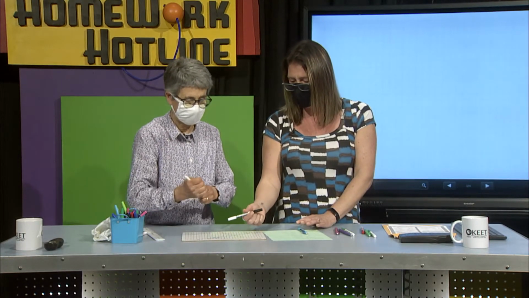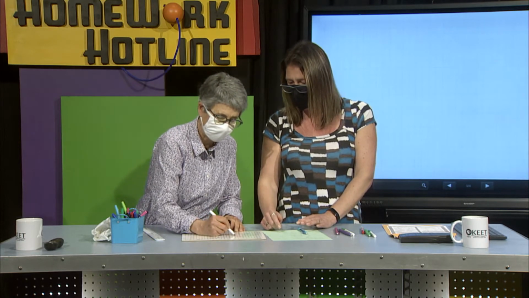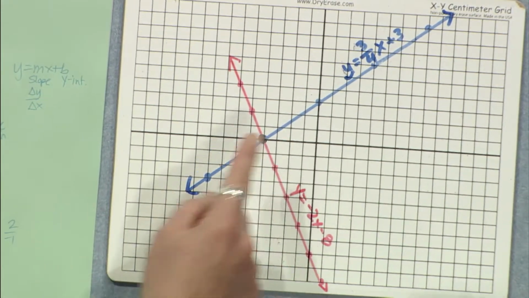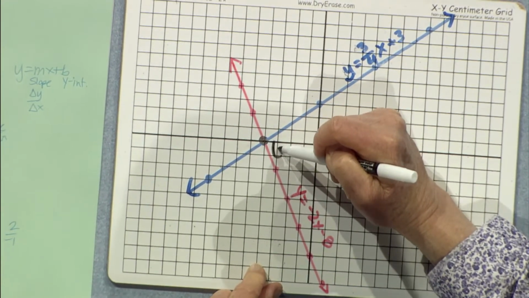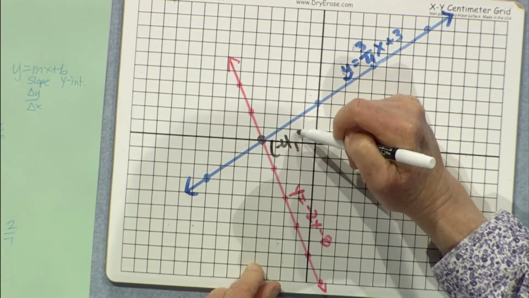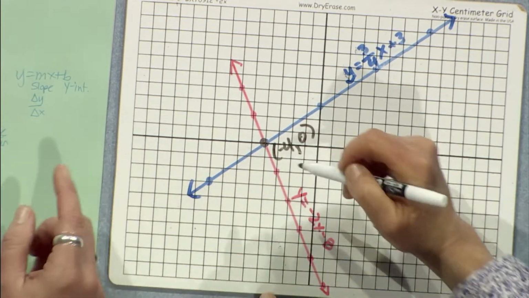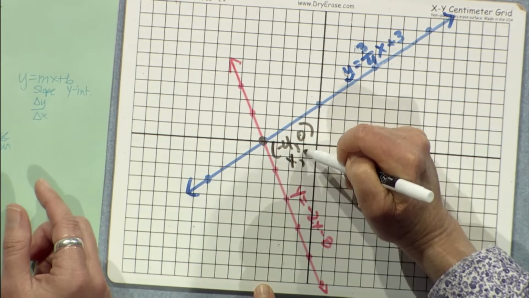Point of intersection, in a different color. So where do they cross? X, y is left 4, up 0, it looks like. So parenthesis, negative 4, comma 0. And I do parenthesis x, y, so students know that it's actually x, y.